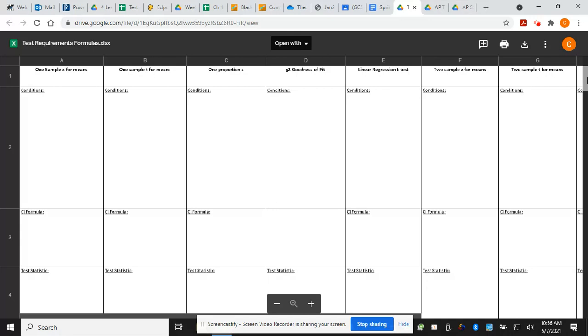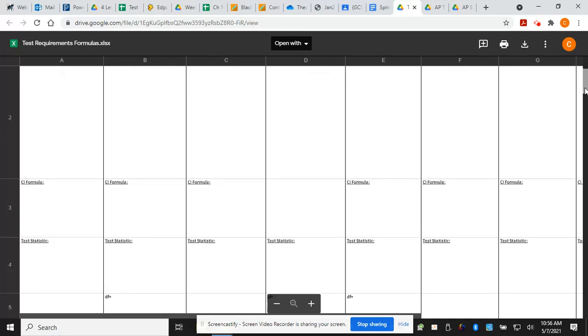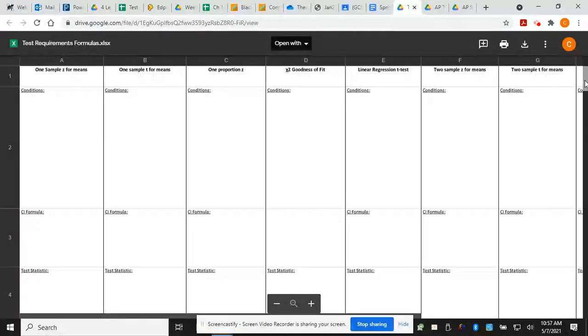So if you're trying to study through these, this might be something to print out and kind of fill in and make sure that you do know these, or to print out so you can go through it and kind of practice with it.